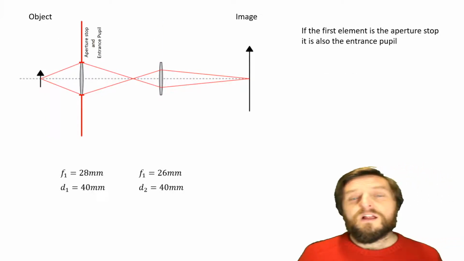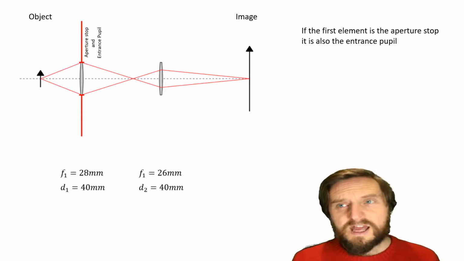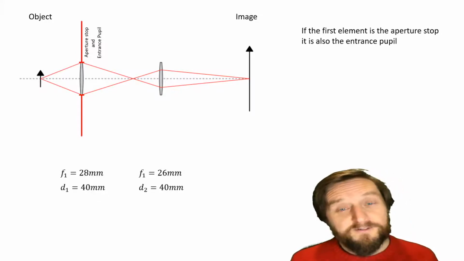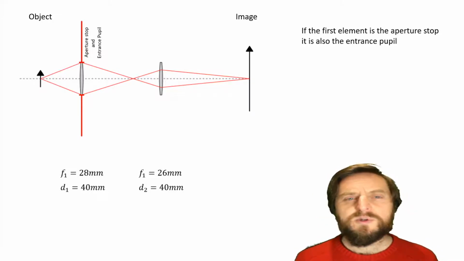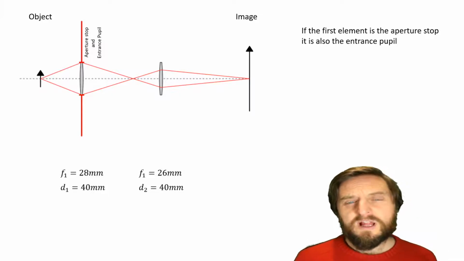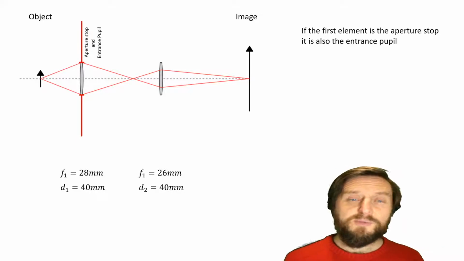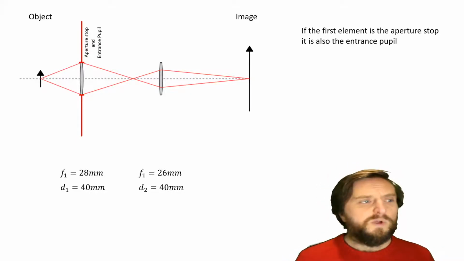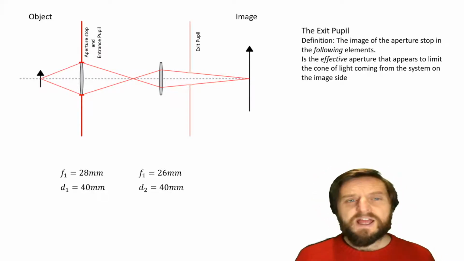If the lens at the front of the system is the aperture stop, so the front lens is the controlling aperture, then that front lens is also the entrance pupil. Okay, so the entrance pupil can be the front element. If the front element is not the aperture stop, then it could be in front of or behind the first element. So the entrance pupil, you have to calculate where it's going to be, and we're going to work out that later. There is also an exit pupil.